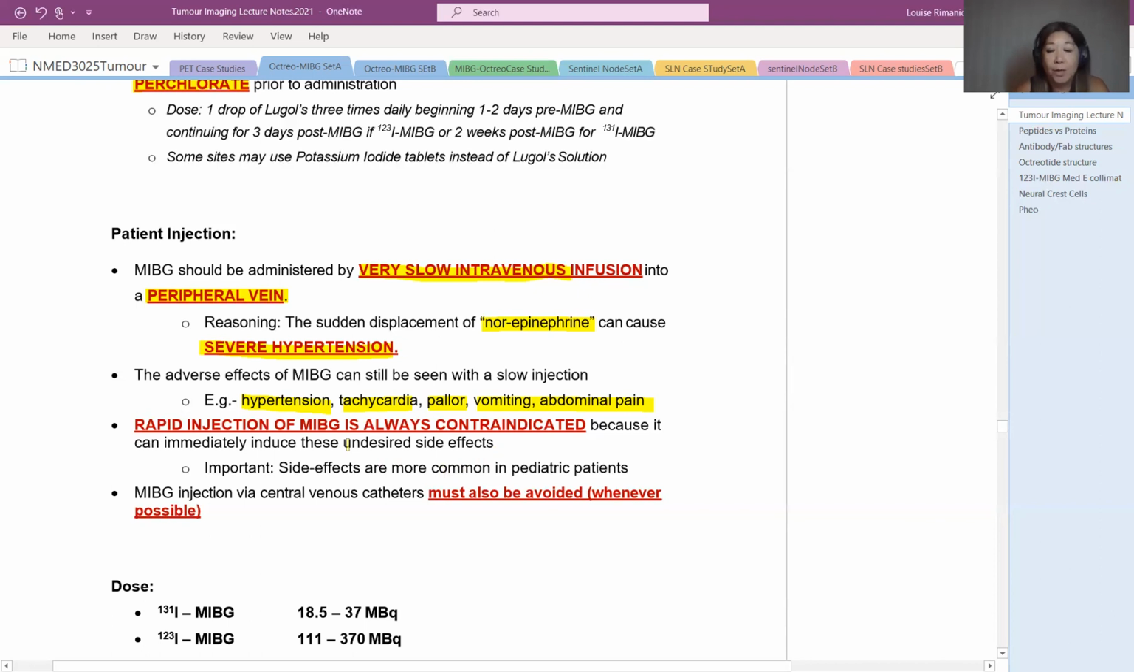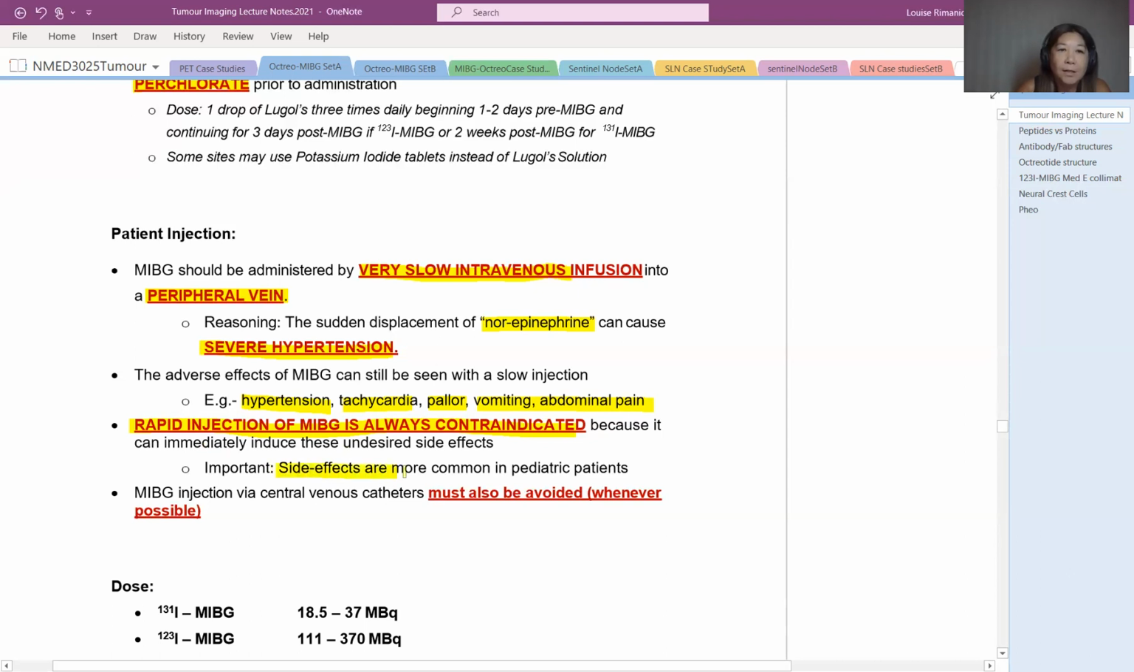Sometimes we used to think, oh, it's just psychosomatic. But after doing this multiple times, we realized that even if they're not watching us while we're giving the injection, they have these reactions. So rapid injection is always contraindicated because it's likely to induce these undesirable side effects.